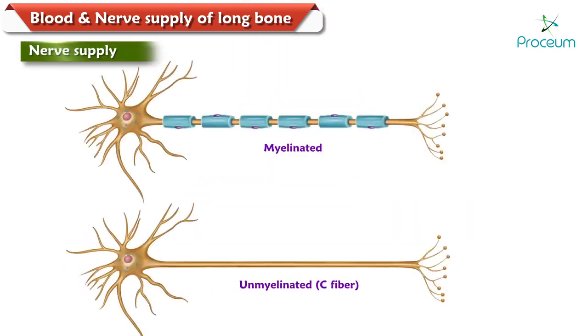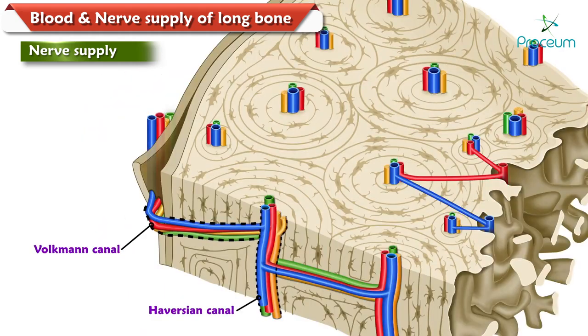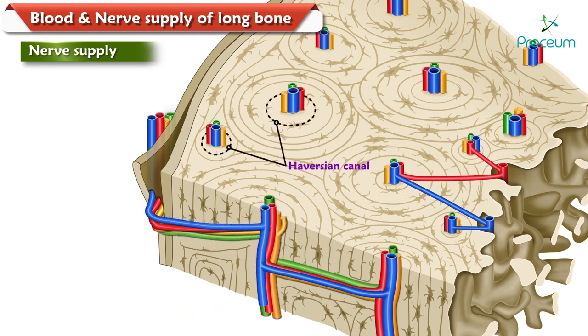Nerve supply of a long bone. Bone tissue is innervated by both myelinated and unmyelinated, or C fibers, sensory neurons. Volkmann's canals are channels that assist with blood and nerve supply from the periosteum to the Haversian canal. A Haversian canal generally contains 1 or 2 capillaries and nerve fibers.